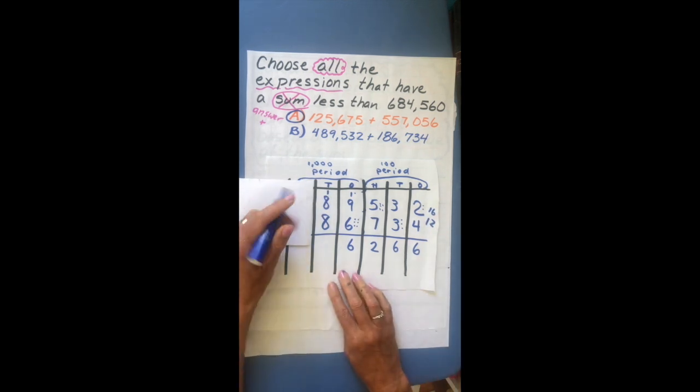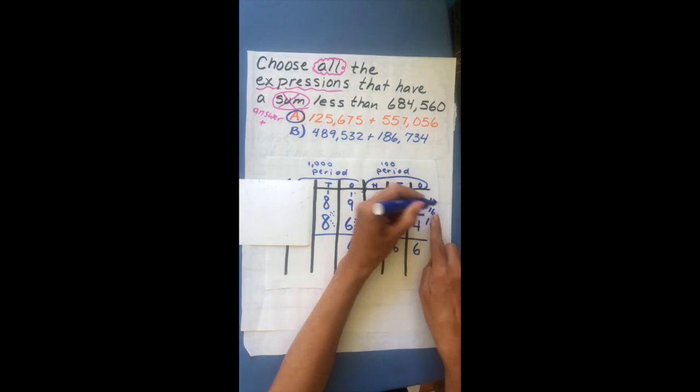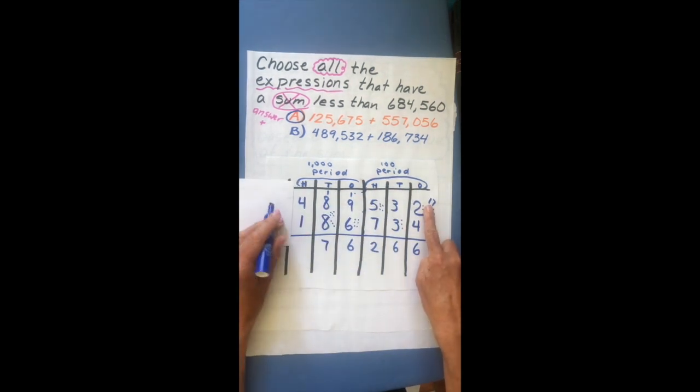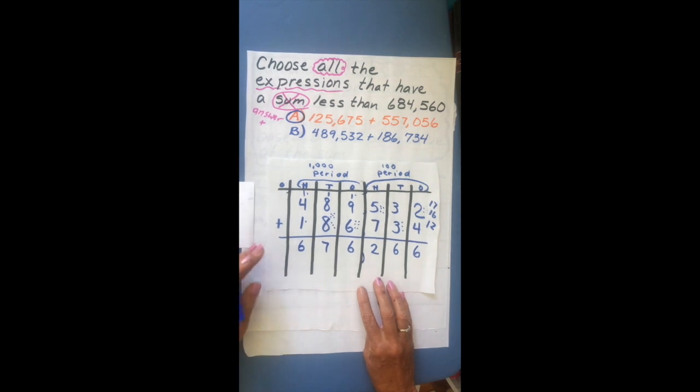Now I'm in the 10,000s place. 8, 9, 10, 11, 12, 13, 14, 15, 16, 17. 17. The ones place goes down, the tens place goes up. 4, 5, 6. 6 is a one digit number. I put it down. Now I've got my sum.